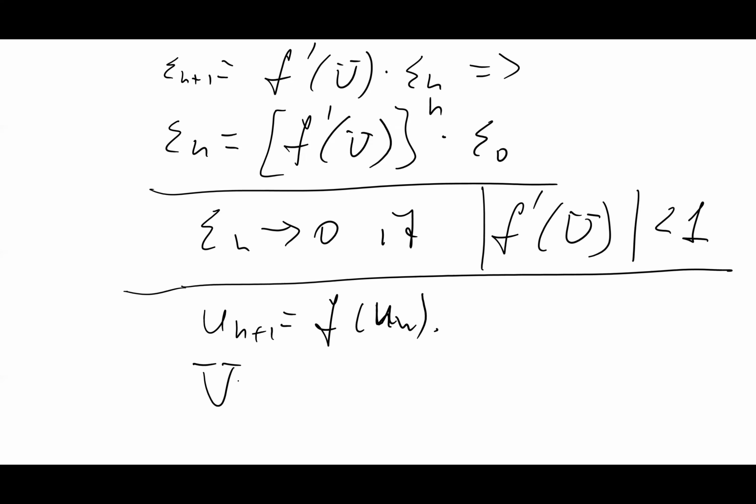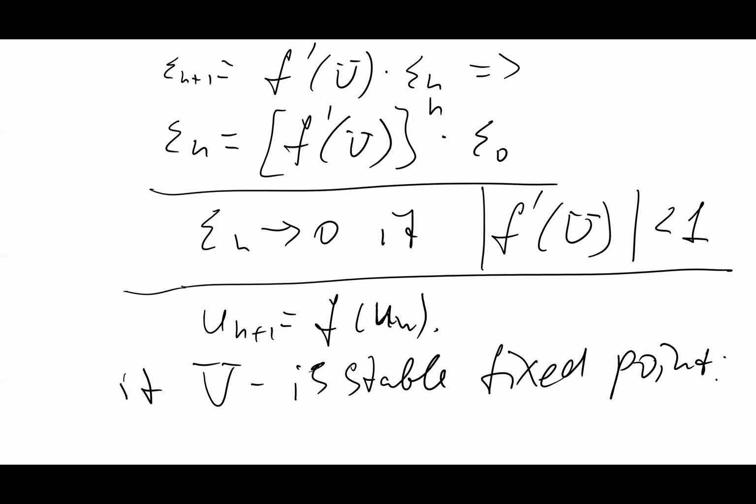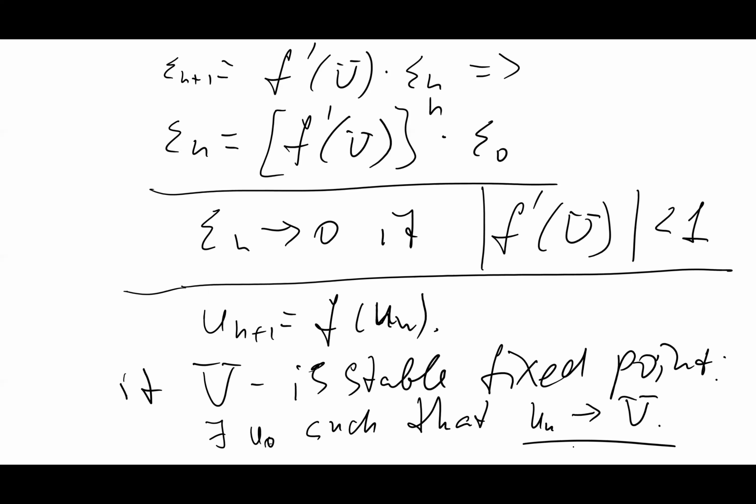If we consider this map f of U_n, and U capital is a stable fixed point, it means that there is some set of U_0 such that U_n tends to U capital, and the set of all these U_0 forms something which is called the basin of attraction of U capital. Okay, I will stop here.